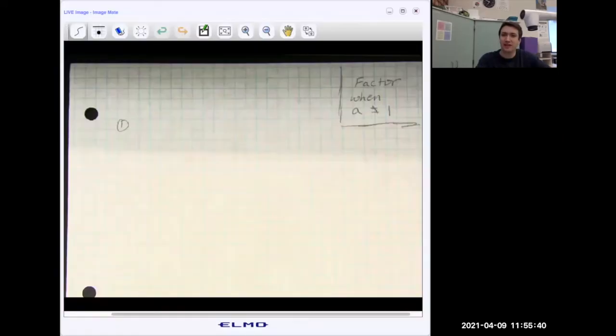Our topic today is we're going to title our notes Factor when a does not equal 1. We're going to be talking more about factoring polynomials, and we're going to discover a method for factoring when the leading coefficient is something that's not 1. When it's 1, great, we get to use the strategies we've already talked about. But if it's not equal to 1, then there's a different way for us to solve it. Let me show you what I mean.